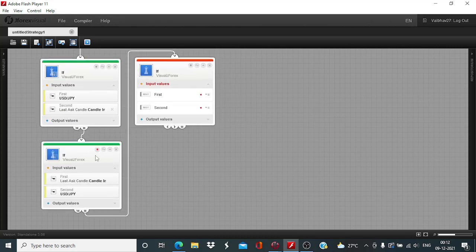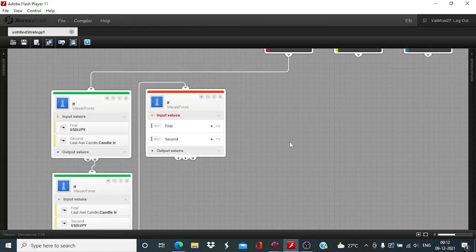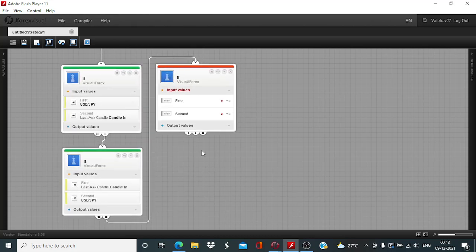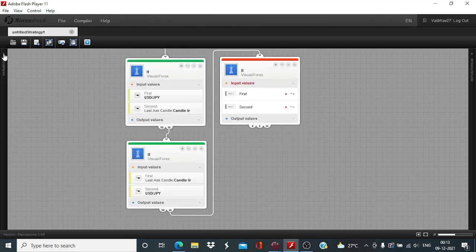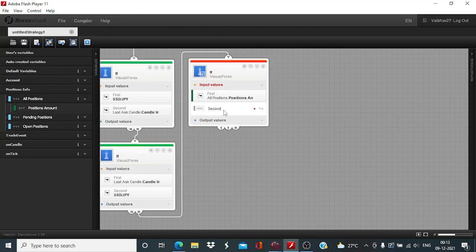Last as candle instrument. Now we have to also define the position amount at 0 so as to make sure there is no existing open or pending order on the account.